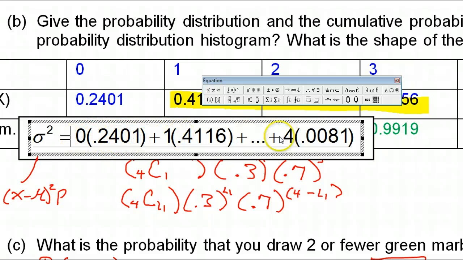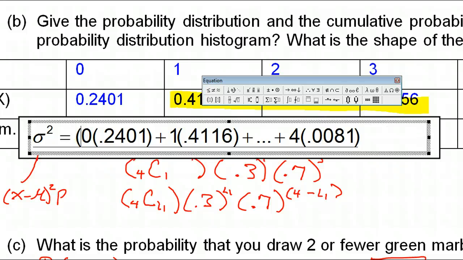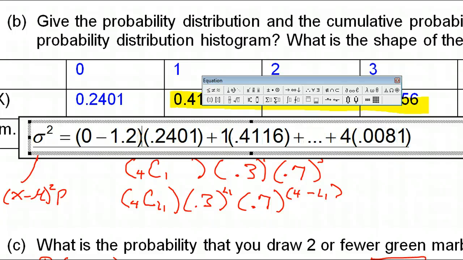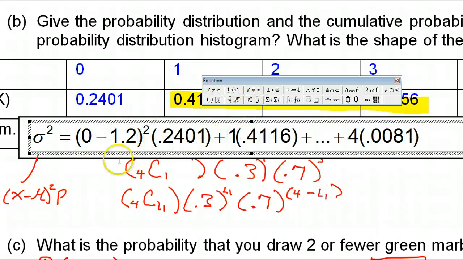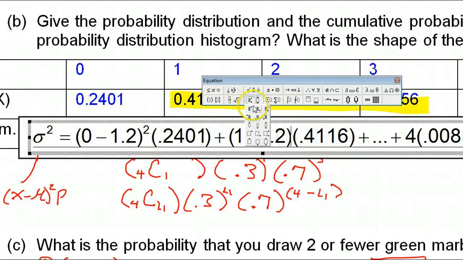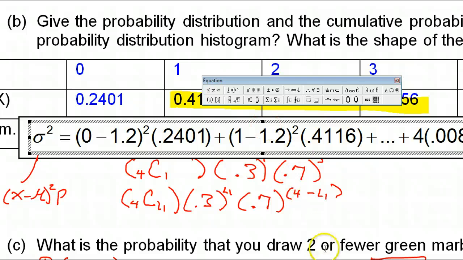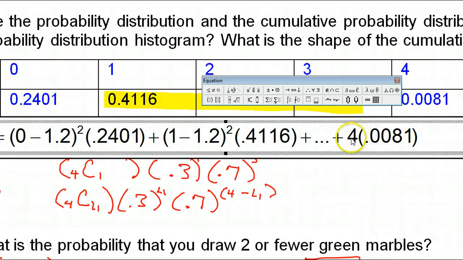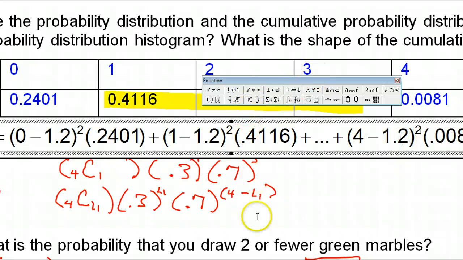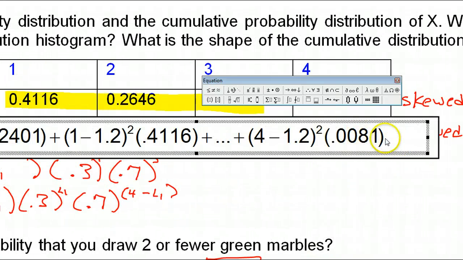Okay, the 0, the 1, the 4, those are x values. So when I want to do x value minus the mean, I'm going to do 0 minus, and we just found the mean was 1.2, so we're going to use it. And then that's supposed to be squared, and then times the probability. Well, this is the probability, so I'm just going to leave that alone. And now this one, again, it's supposed to be x minus the mean, 1.2, and that's supposed to be squared times the probability. It's already there. And then you're allowed to skip ahead to the last one. But this 4 is an x value, and it's supposed to be minus the mean of 1.2, and it is supposed to be squared times the probability, which is already there.